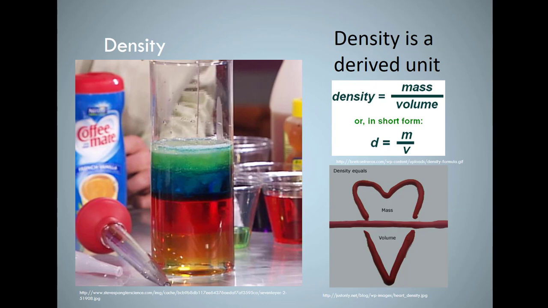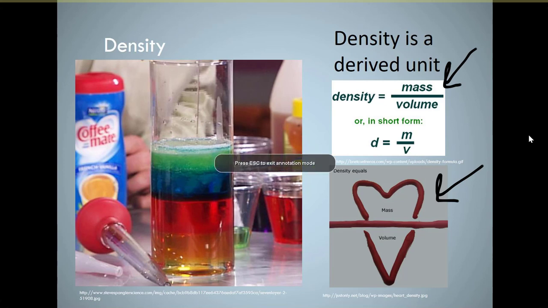Another derived unit that we see in the international standard is density, and density is measured by taking the mass and dividing it by the volume. So here's your formula: density is mass over volume. I remember it by saying mountains over valleys, but a lot of people like to draw a little heart, saying that density equals the M, the top part of the heart, divided by the V, the bottom part of the heart. You need to know how to do calculations with density.